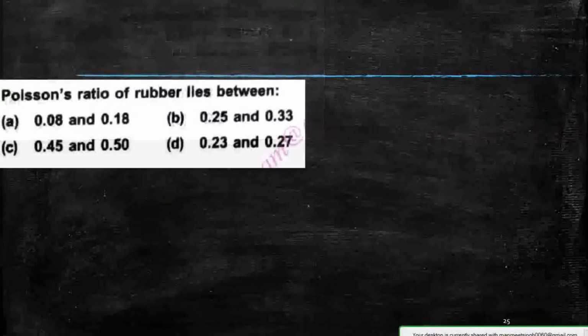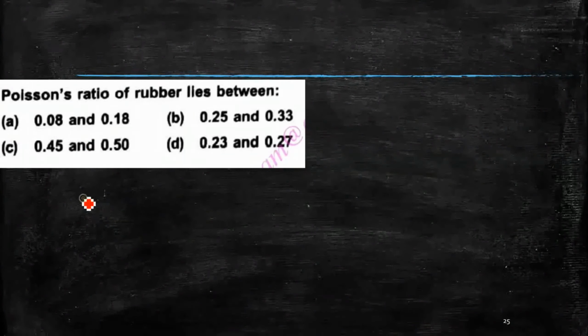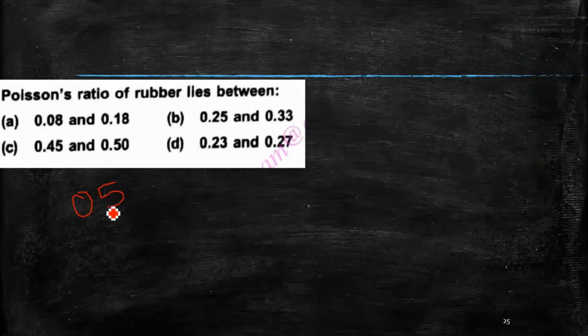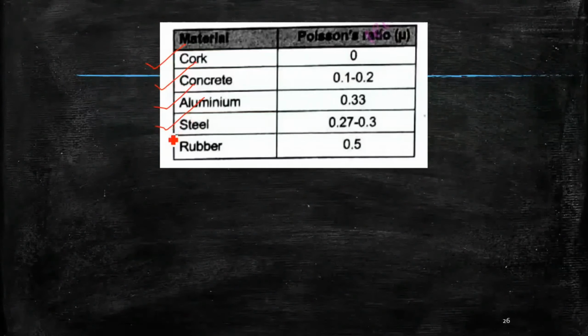Moving to the next question, we have Poisson's ratio of rubber lies between... As rubber is an isotropic material, for isotropic material the Poisson's ratio value is 0.5. So the range which satisfies is 0.45 to 0.5. For other values, like for cork, the value is 0. For concrete, it lies between 0.1 and 0.2. For aluminium, it is 0.33. For steel, it is 0.27 to 0.3. And for rubber, it is 0.5.